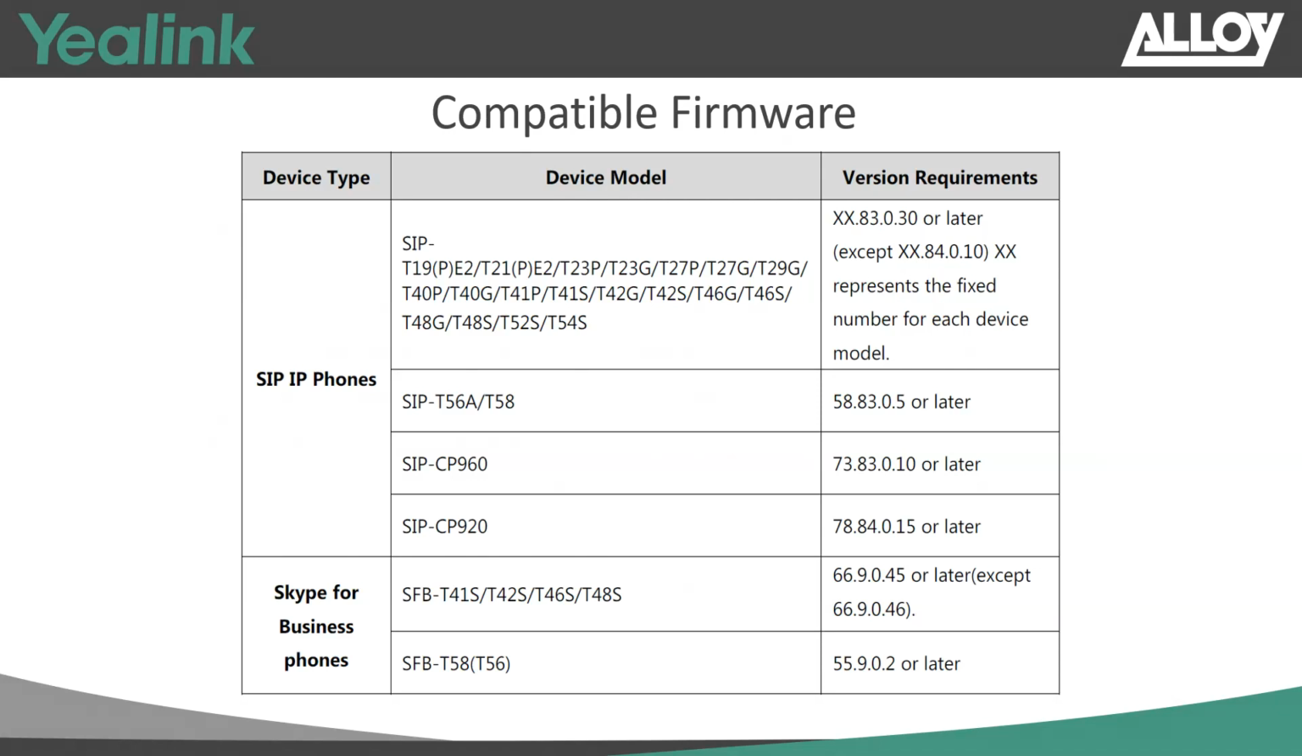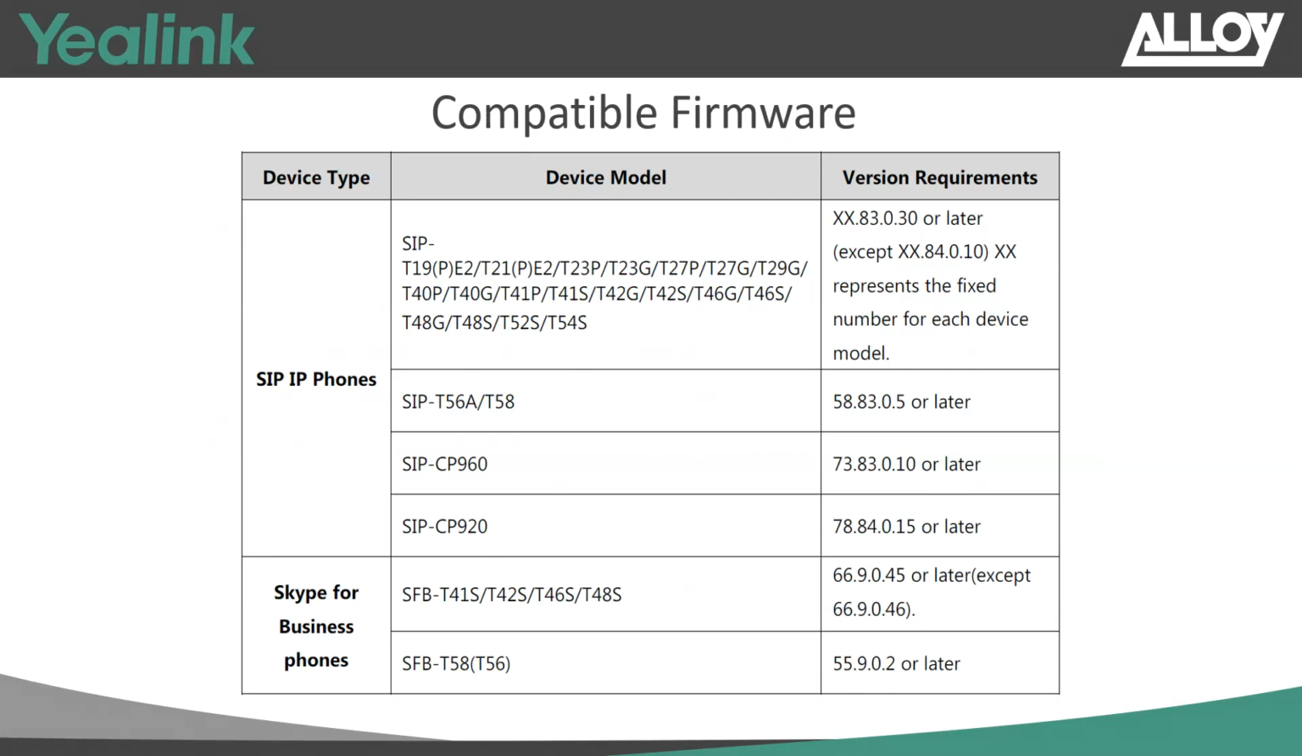So we need to be using 83 or later, or the newer version of the 84 firmware, to have those phones connect to the YDM. Now looking at the T5 series and the conference phones, 83 or 84 will be fine. And for Skype for Business, we need to have version 9 or higher as well.